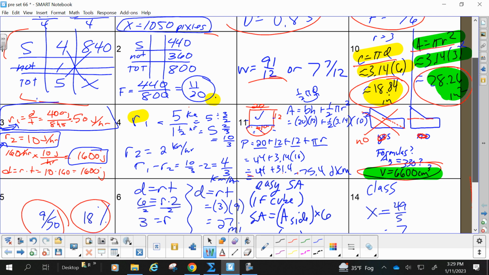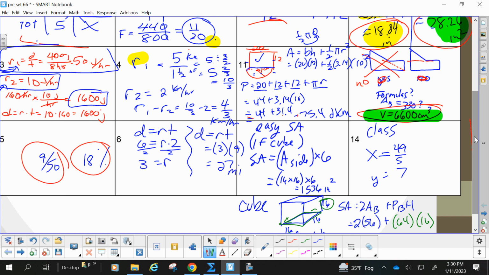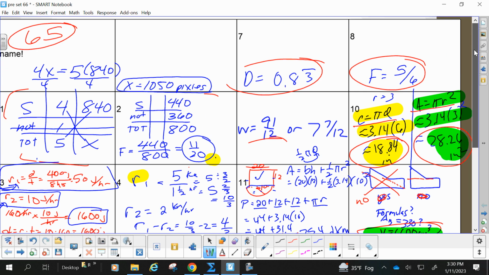Now going through a little quicker. Is it wrong if we didn't put the units? If you forgot the units, write them in, but don't mark it wrong.